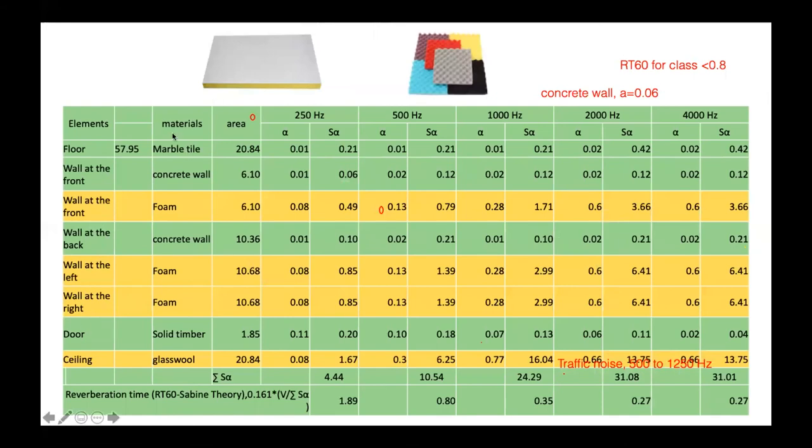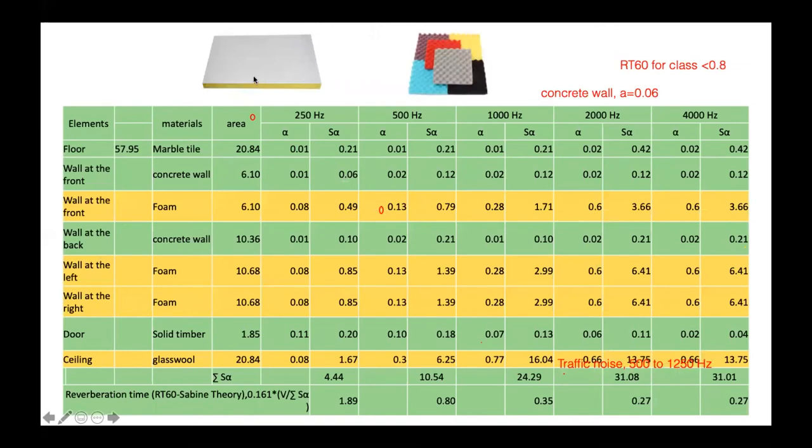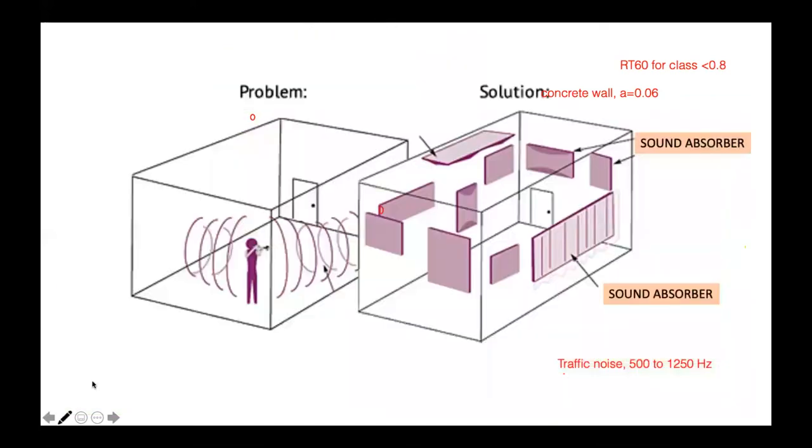Okay. So as we can see, if we want the room to be a class, it is much, much greater than 0.8. Therefore, you need to treat the room with sound absorber. Sound absorber maybe can be applied at the ceiling or at the wall, as we can see from this figure. We can apply it on the ceiling or on the wall.